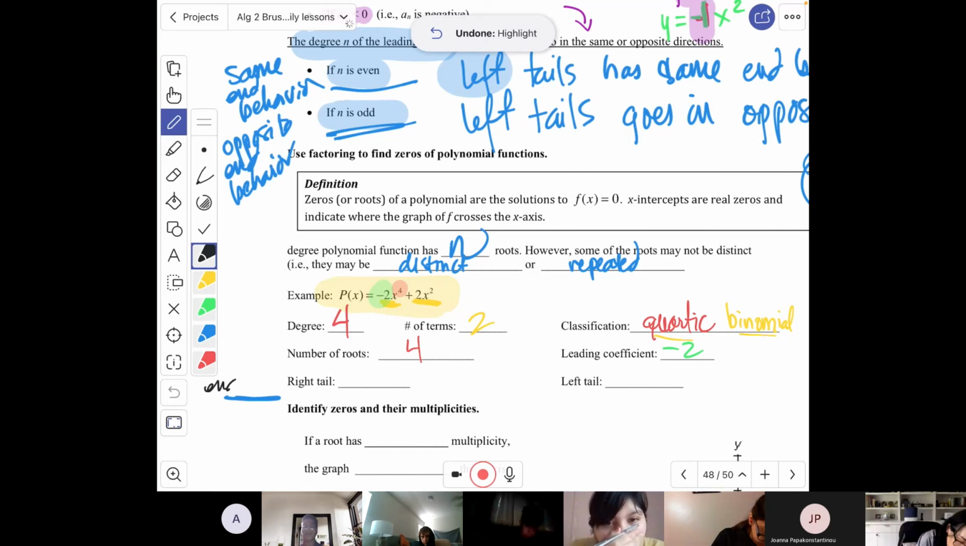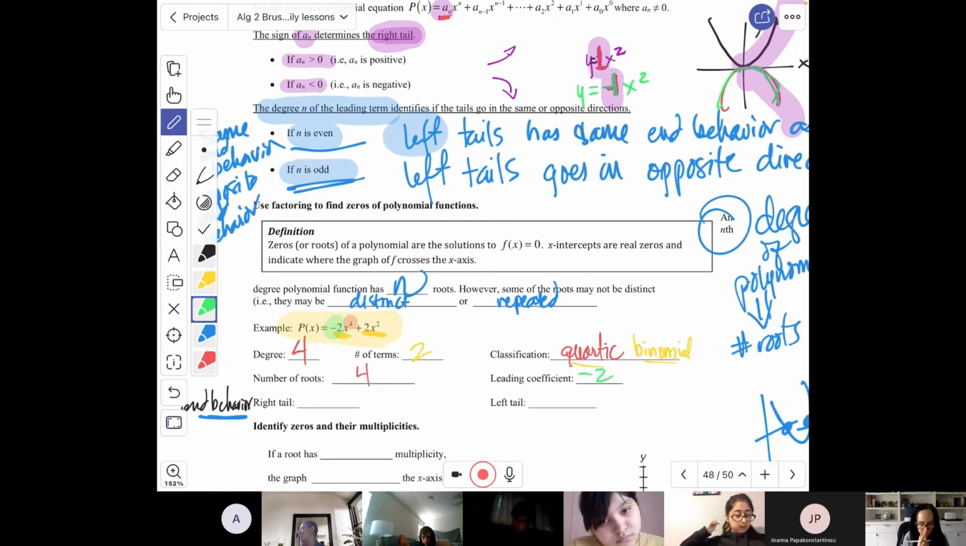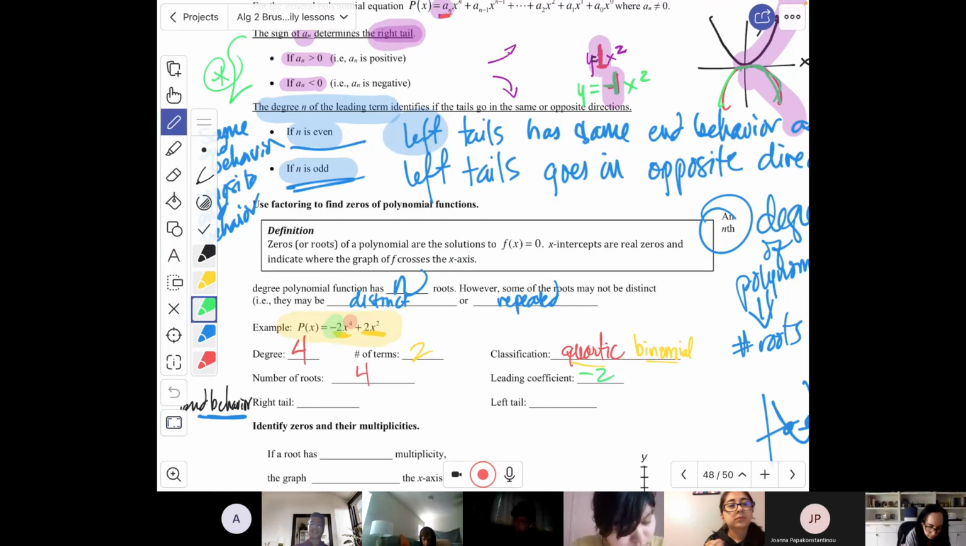So let's talk about the end behavior. What does the right tail do, and how do you know? As I go to positive infinity, what does the right tail do? It goes down. Yes. It goes down because the leading coefficient is negative. Do you see that? My right tail is going to go down.